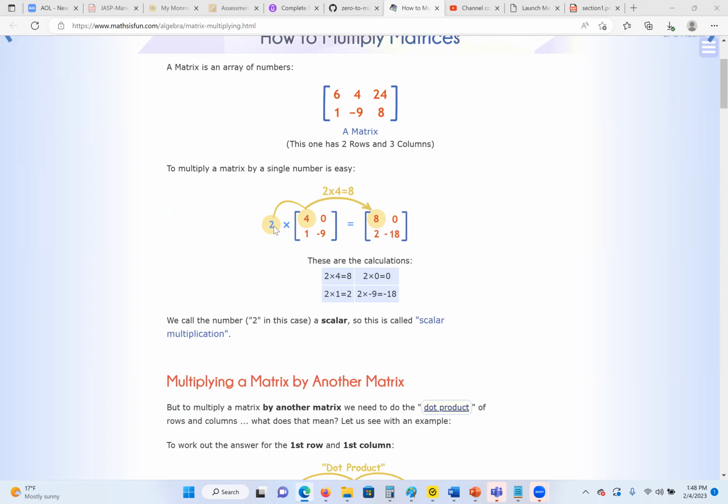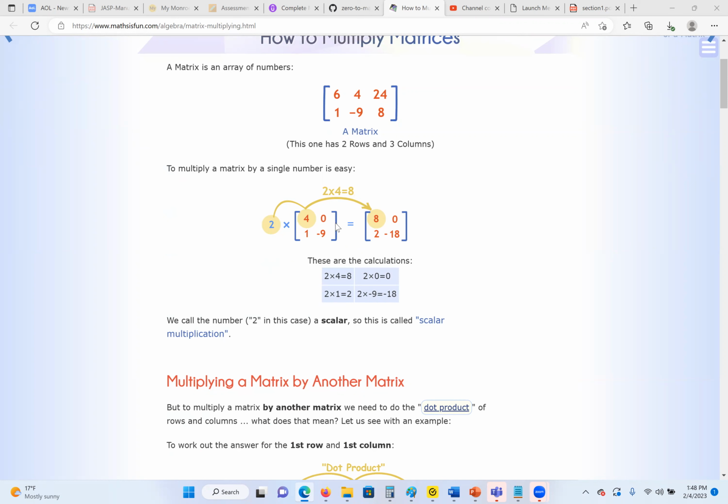Here we have our scalar value, which is 2. We are going to multiply 2 by the matrix, and the matrix size here is 2 by 2 because we have 2 columns and 2 rows. Normally the size, again, we state the rows first and then the columns. So 2 rows, 2 columns, 2 by 2. And normally we also call this a square matrix because the number of rows and columns are the same. Now we are going to multiply this 2 by every element in the matrix.